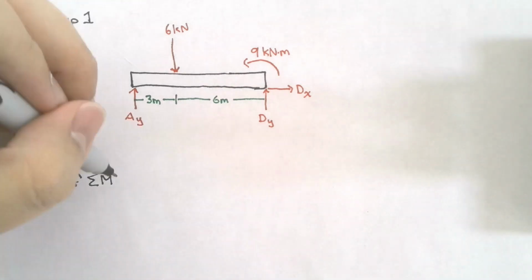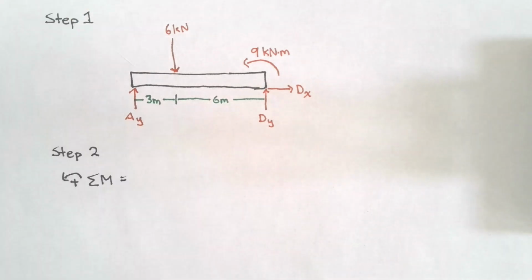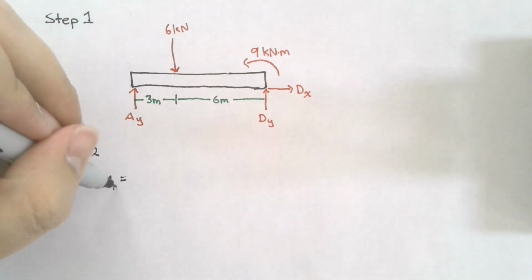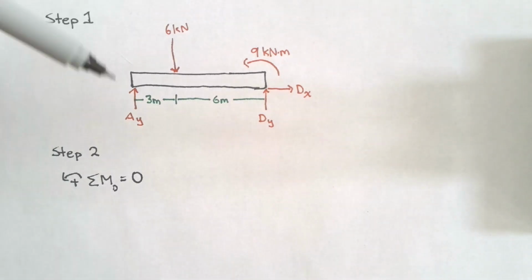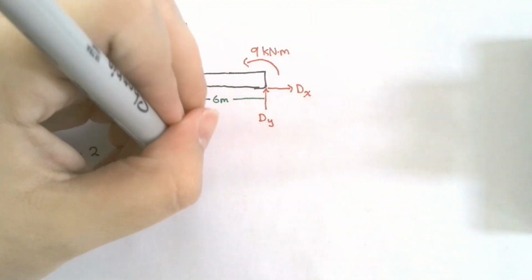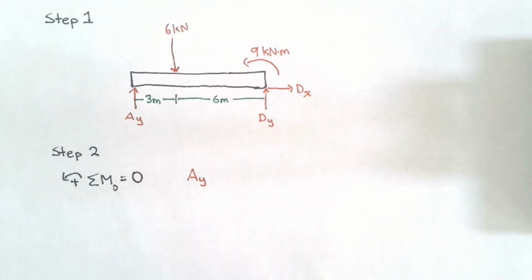So, we know that our equations of equilibrium tell us that the sum of moments about point D has to equal 0 in order for this to be a static system. So what are those moments? Starting from left to right, I see that I have a force AY, whose magnitude is unknown, acting at a distance of 9 meters from point D.